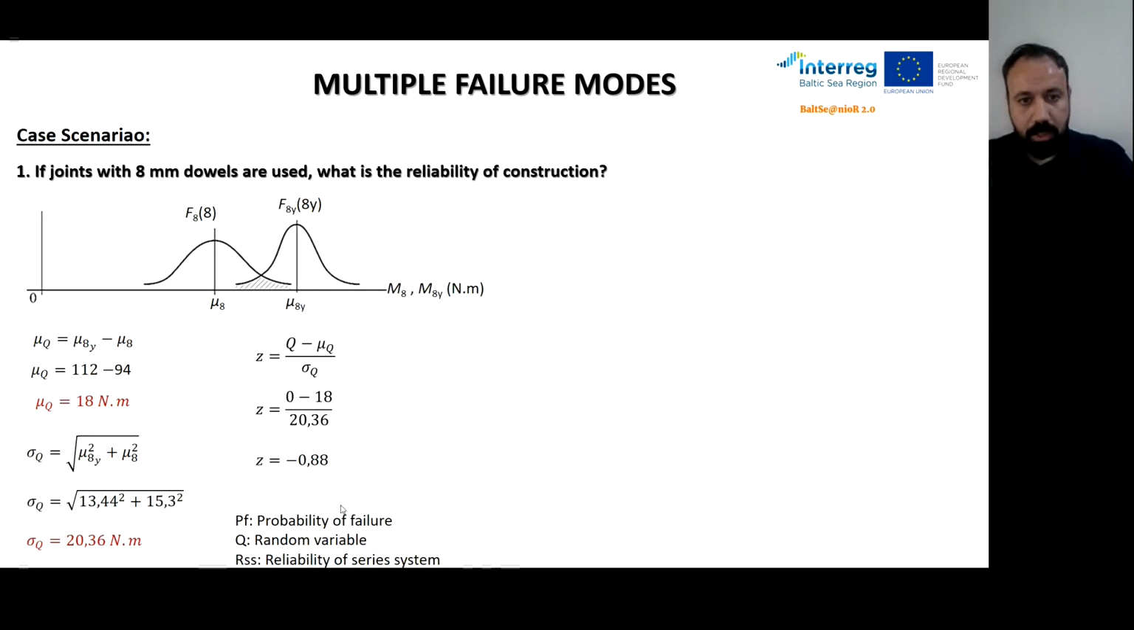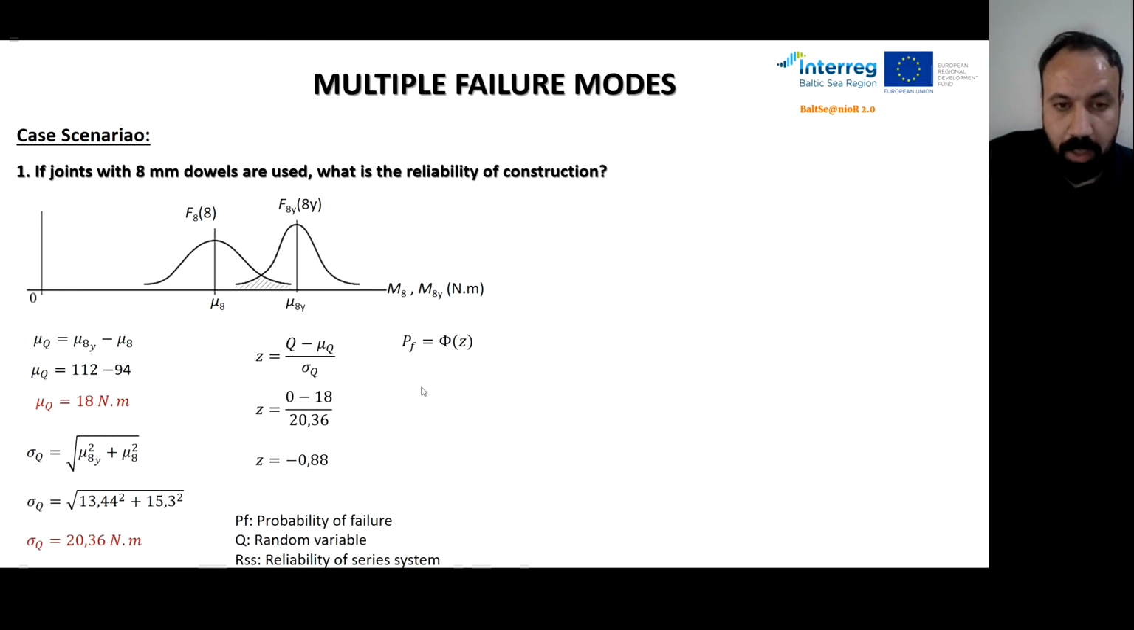So for this one, I need the failure probability. For this one, I can use the z table from a statistical book, or I can use MATLAB or R software to get my failure probability. For this one, we are using this equation: probability of failure equals Φ(z).